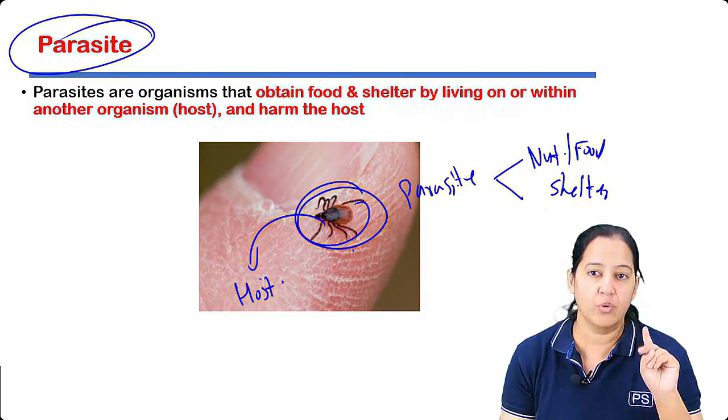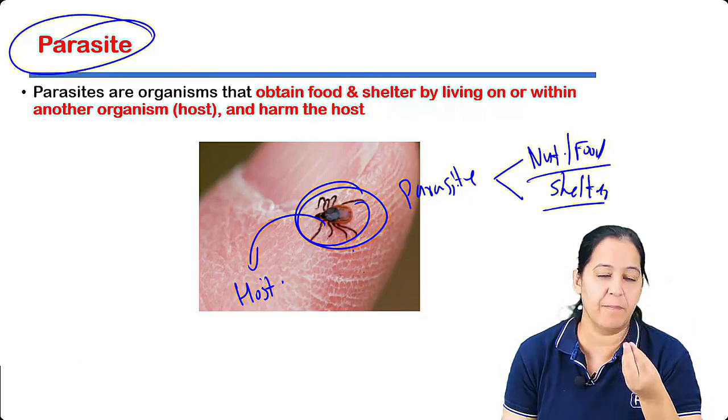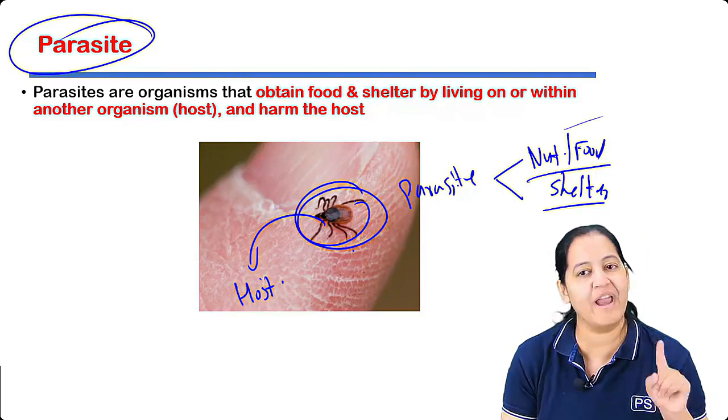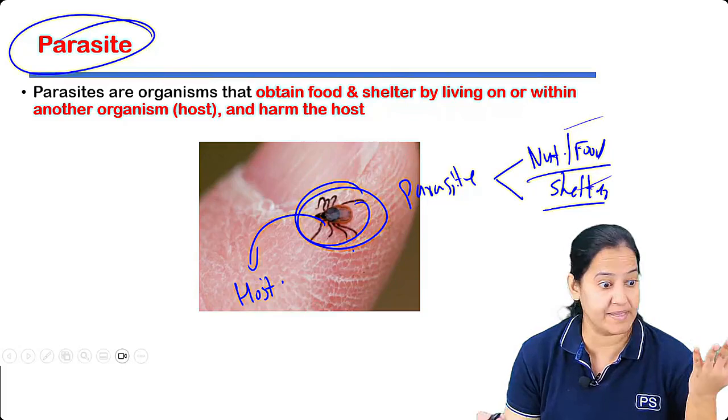One is the home and food, like roti, kapda, makan. The host is not giving clothes, but roti and makan. So I mean the host is providing the food and the shelter to the parasite. Very good, the parasite is very happy.